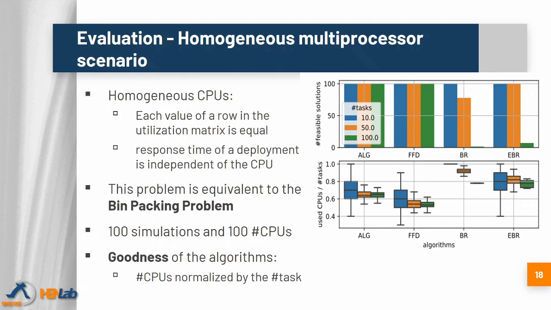The bottom part shows the goodness of the algorithms, that is, the number of the used CPUs in the output partitioning normalized by the task count. As expected, since this problem is equivalent to the bin packing problem, the traditional offline heuristic algorithm FFD performs the best, followed by OG, EBR, and BR.